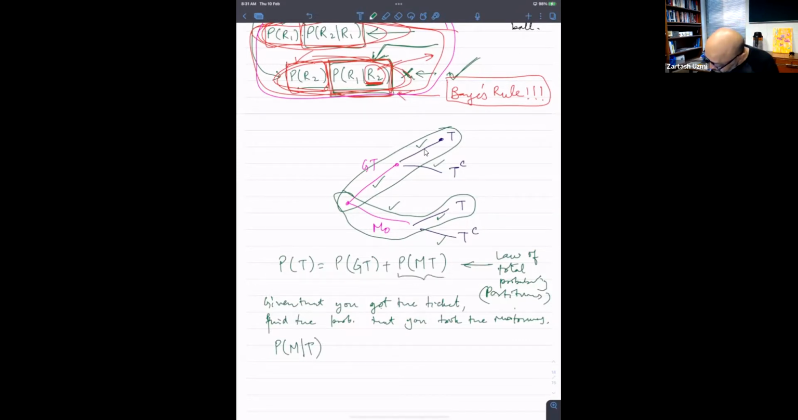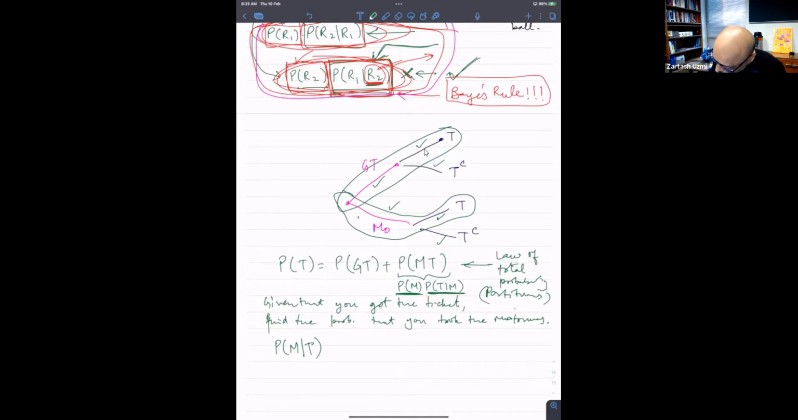When I break this down, I'm going to break this down as probability of motorway and probability of T given M. Because it's very easy to calculate P of M. This is the probability you took the motorway. This was probably given to you at the start. And probability that you got a ticket given that you took the motorway. This too was probably given to you earlier.